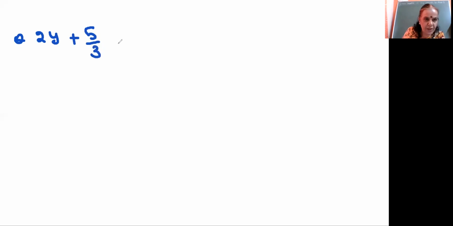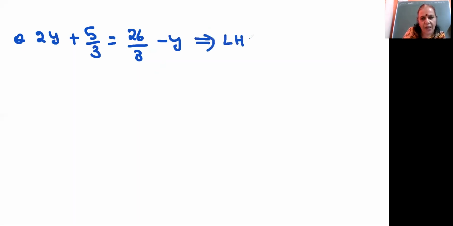Now, one more sum from the textbook, that is 2y plus 5 by 3 is equal to 26 by 3 minus y. Now bring all the variables. The first step always is to see what is there in left hand side and what is there in right hand side. And then here bring all the variables to one side and transpose.